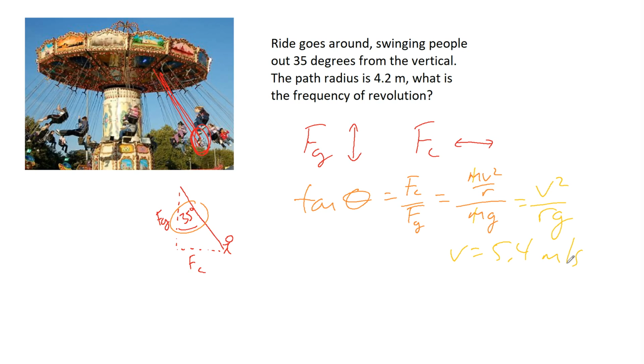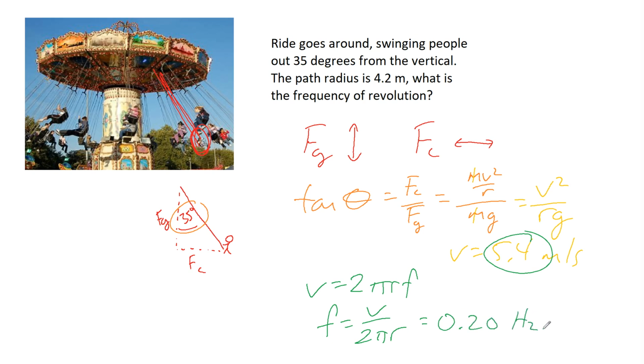Now we can connect this back to our basic expression for speed going in a circle. Speed is 2 pi rf. Well, we've got the v value, that's the 5.4. We've got the pi, and the radius was given to you, that's the 4.2 from the beginning. And then we just solve for the frequency. So frequency would be v divided by 2 pi r, 5.4 divided by the 2 pi r, which is actually just the distance around the circle. And we will get a frequency of about 0.20 hertz.